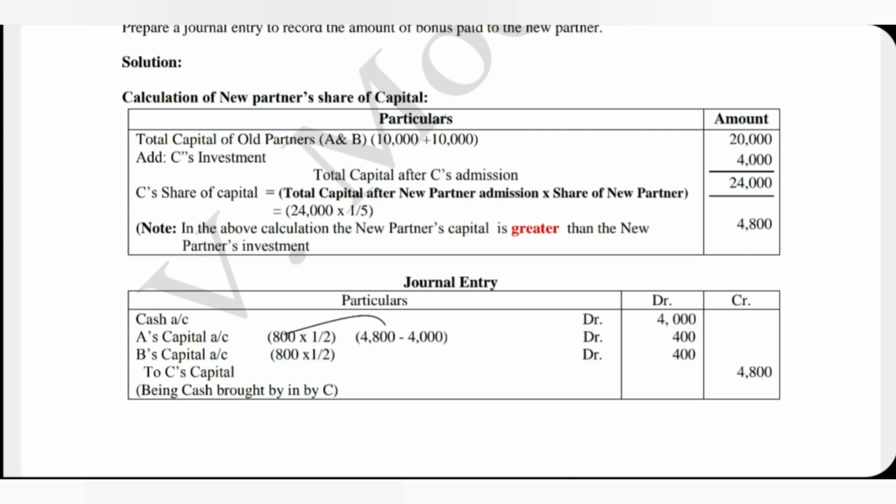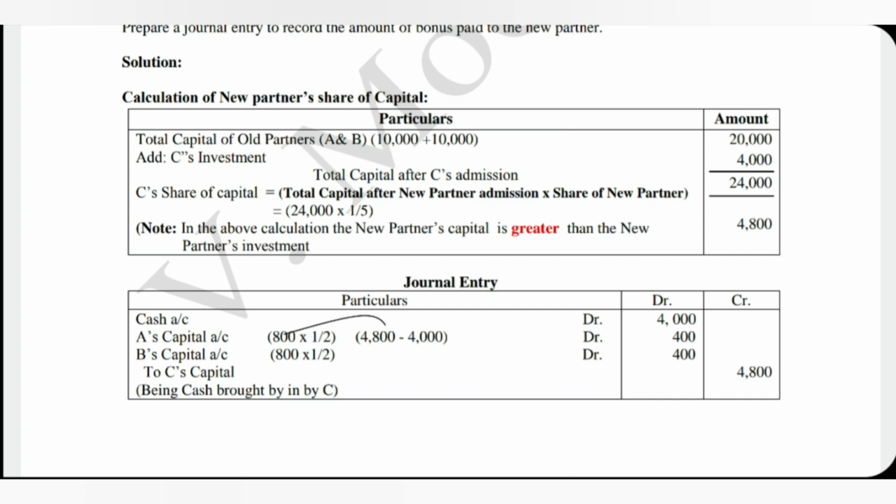Similarly, for B's capital, 800 times 1/2 comes to rupees 400. So totally 800 rupees is divided in such a way that it is shared between the partners in the profit sharing ratio. Now I will tell the journal entry: cash account to be debited, A's capital account to be debited, B's capital account to be debited. So cash account 4,000 to be debited, A's capital account to be debited is 400, B's capital account to be debited 400, and C's capital account 4,800, being cash brought in by C.